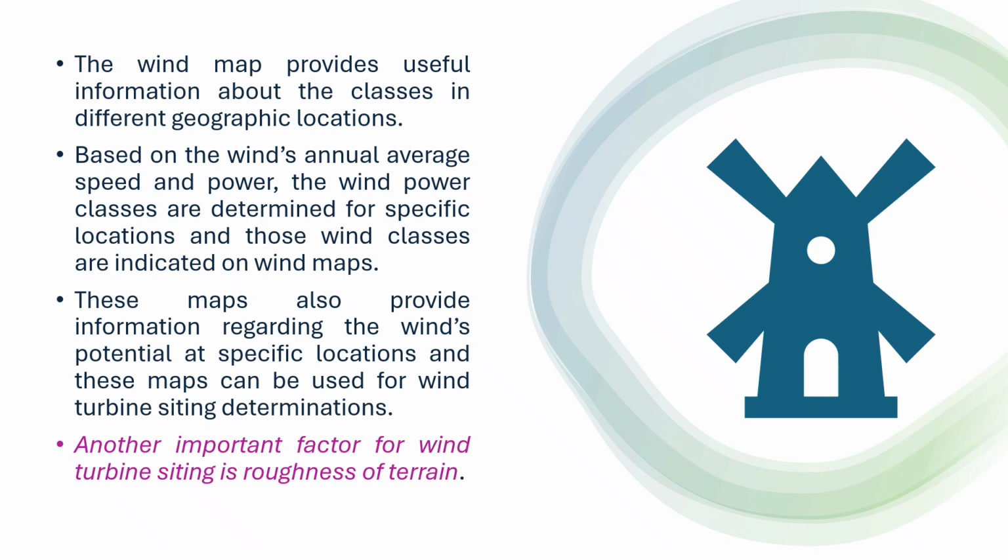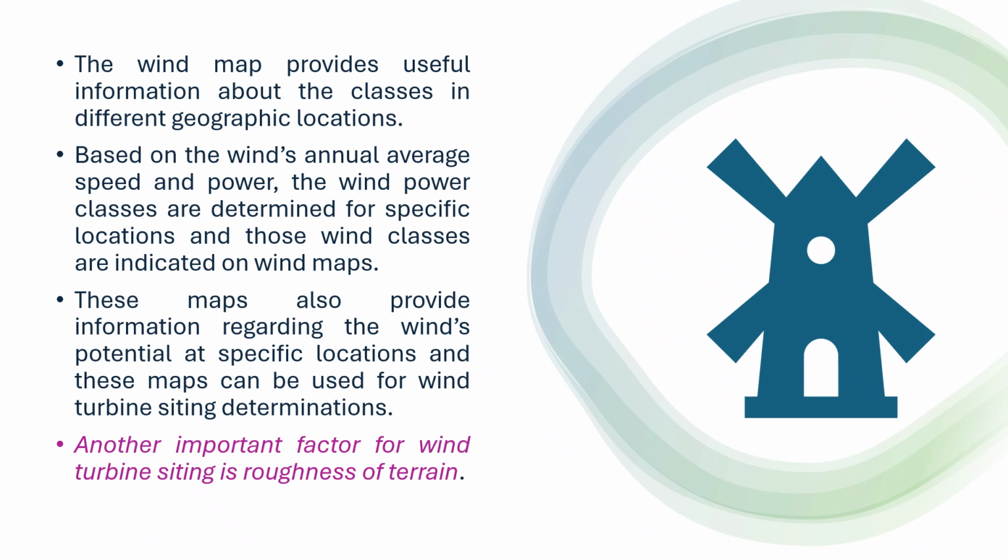So the wind map provides useful information about the classes in different geographical places based on the wind's annual average speed and power. The wind power classes are determined for the specific location and those wind classes are indicated on wind maps. So this is only for that particular location. Again, if you move on to some other location, we have to find the annual average speed and power, and then we have to calculate the wind power classes for that particular specific location.